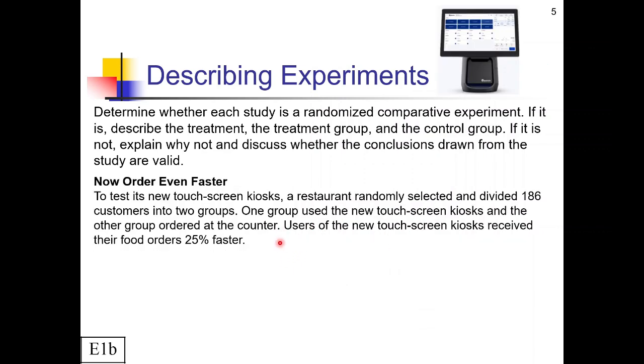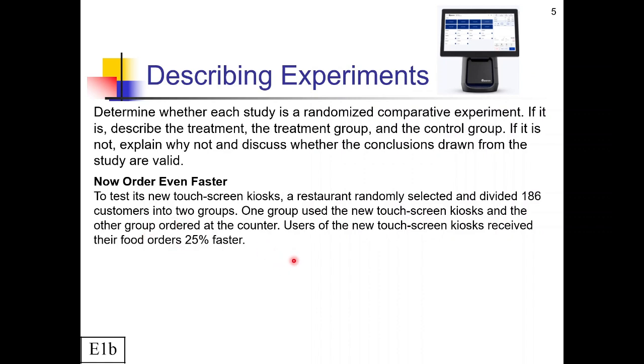For this next experiment, to test its new touchscreen kiosks, a restaurant randomly selects and divides 186 customers into two groups. One group uses the new touchscreens and the other group just orders at the counter. And they notice that users at the new touchscreen kiosks received their food orders 25% faster.